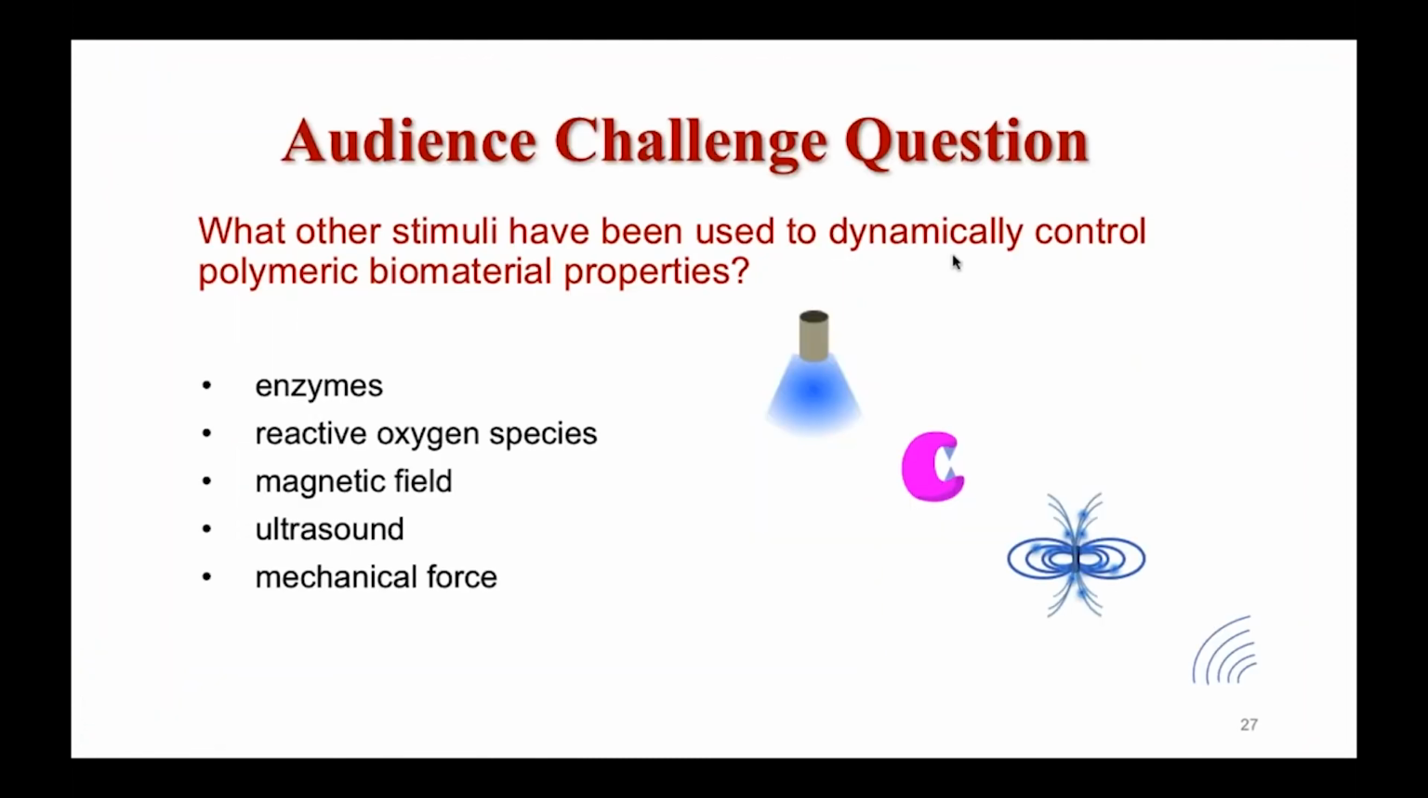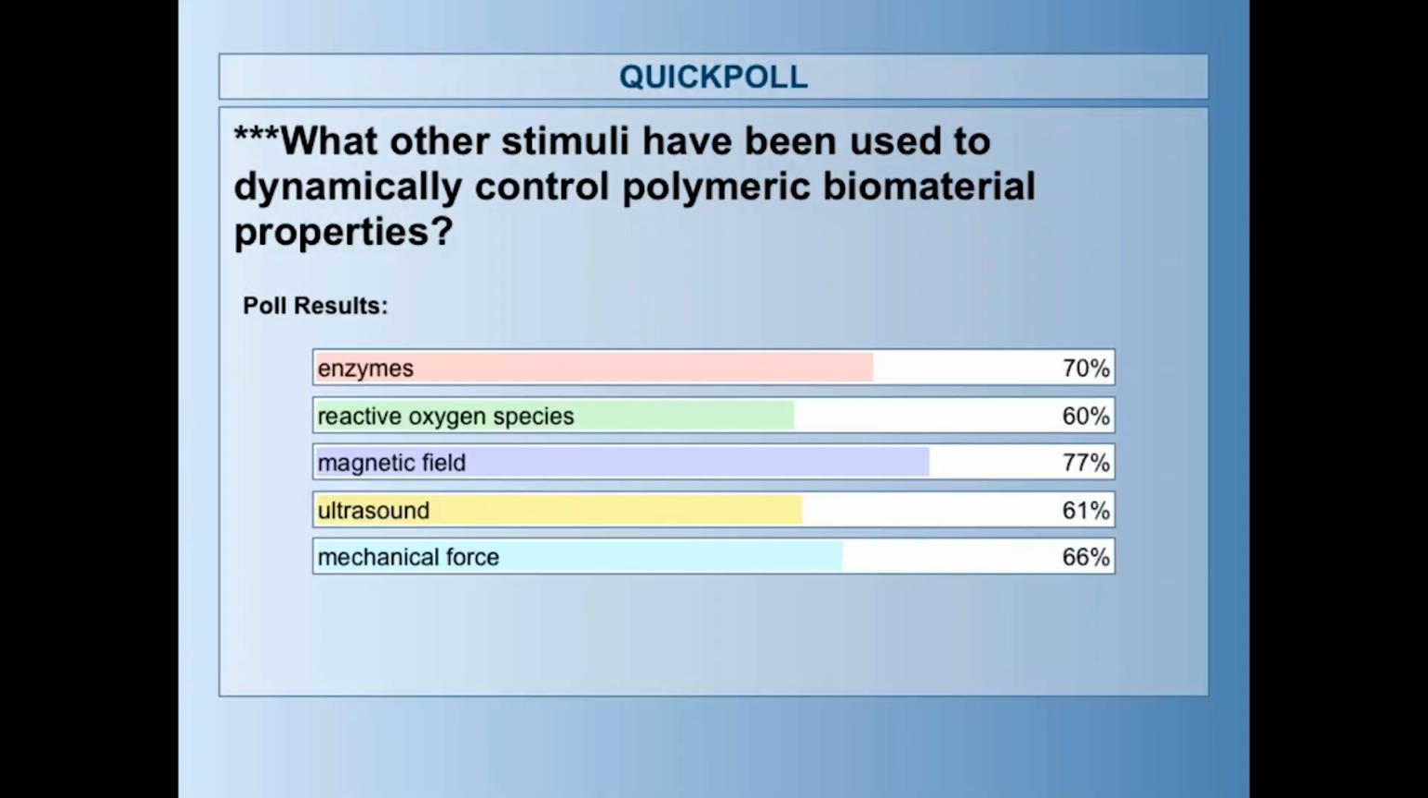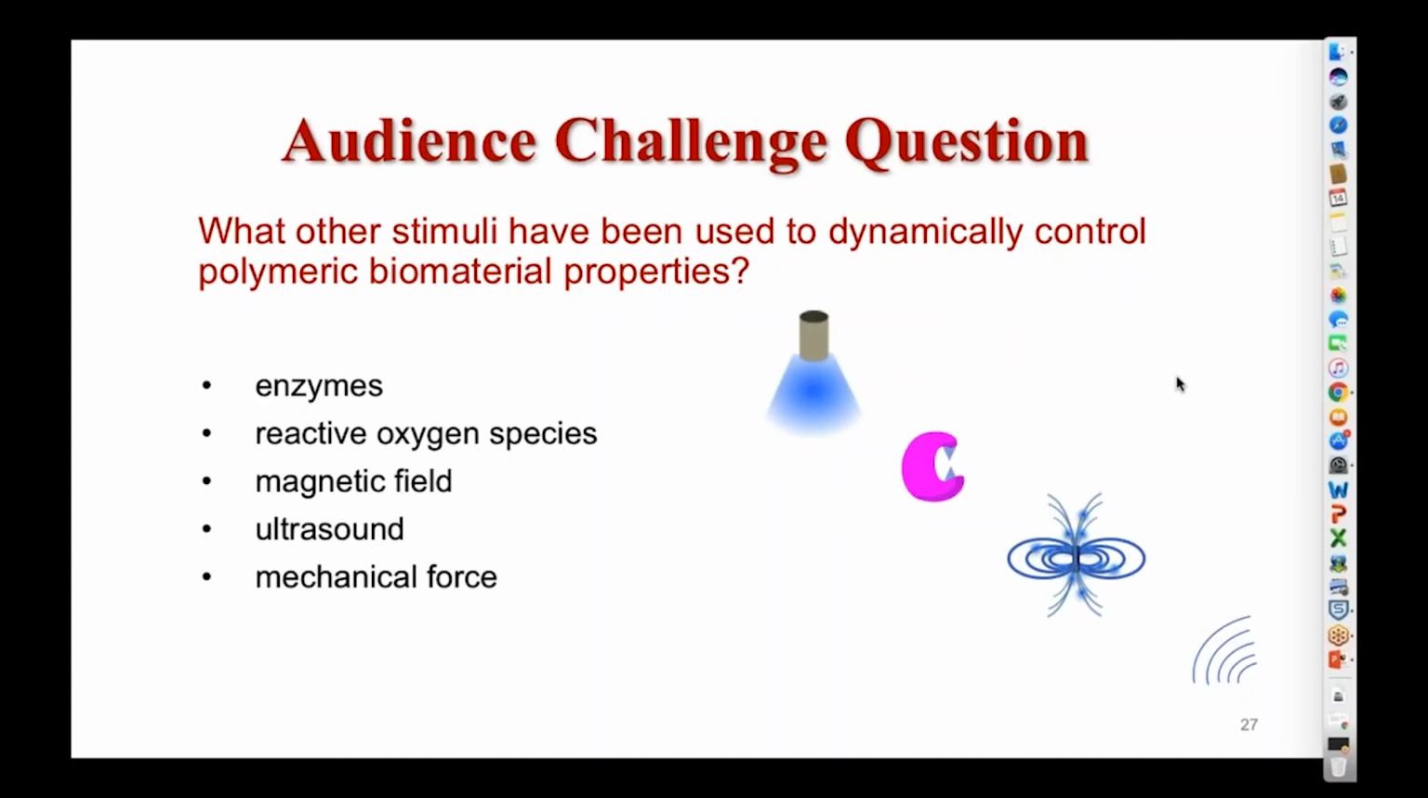Our next challenge question is, what other stimuli have been used to dynamically control polymeric biomaterial properties? These are all pretty much even, well, except for magnetic fields, which got 77%, but none of them got below 60. All of those stimuli have been reported in the literature. I would say the most commonly reported one is actually using enzymatic degradation in order to control material properties. But there are examples, particularly in drug delivery, for magnetic field, ultrasound, and mechanical force as well.